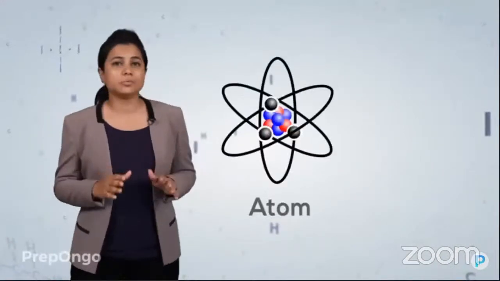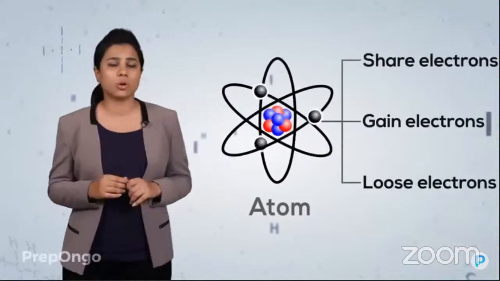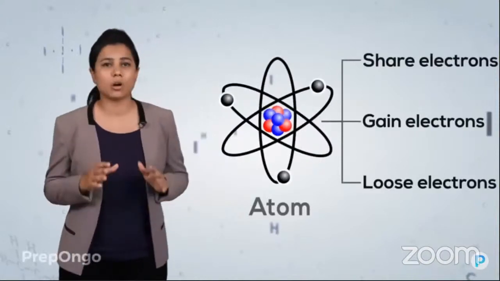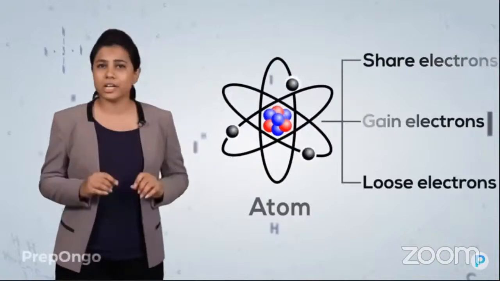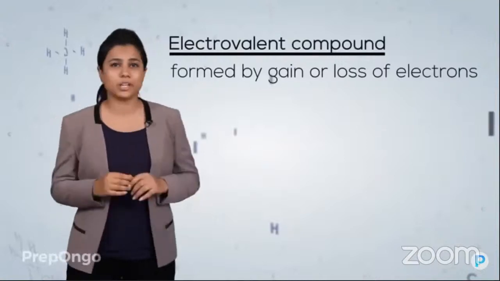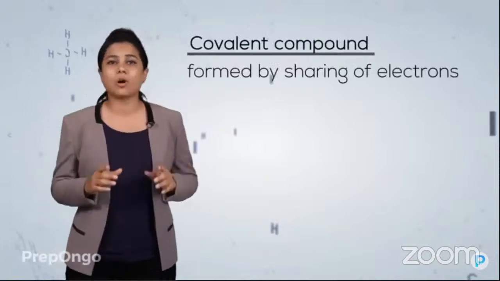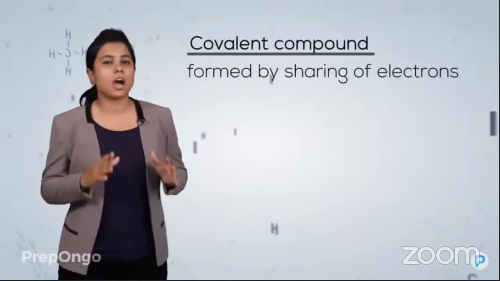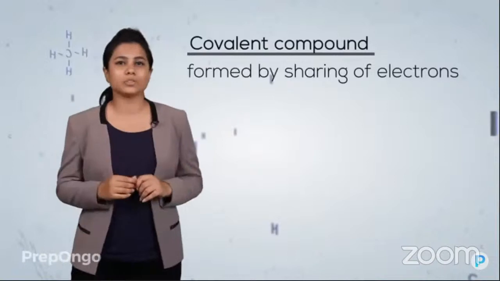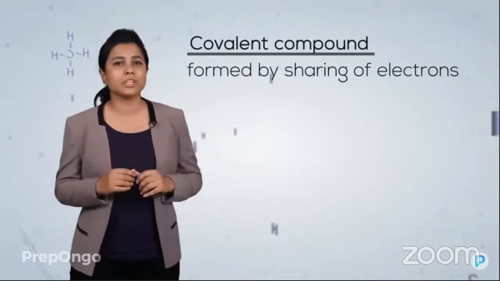Now we know that atoms can either share, gain or lose electrons to stabilize their octet, which means they should have 8 electrons in the last shell. Now the compounds which are formed by gain or loss of electrons are called electrovalent compounds. But the compounds which are formed by the sharing of electrons are called covalent compounds. And we are going to see the covalent compounds of carbon in this video.